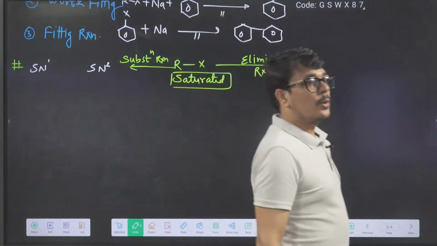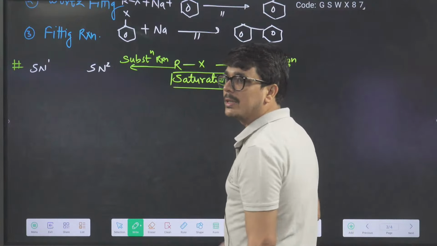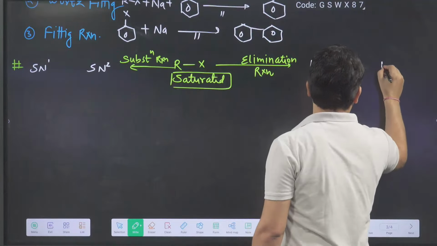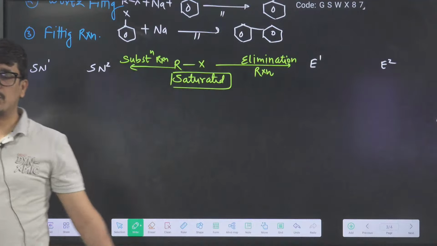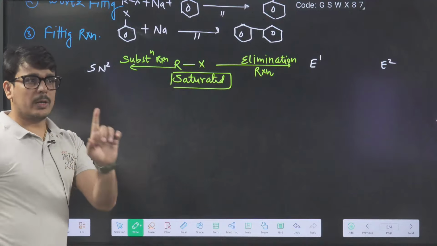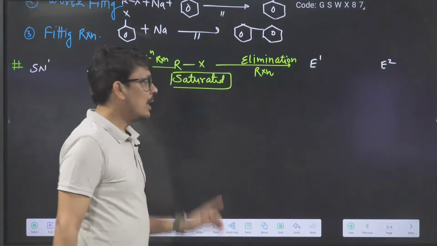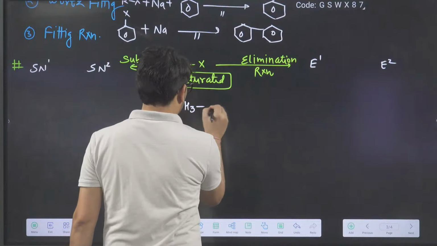In substitution you find how many types? SN1, and the second is SN2. Elimination, again, you find E1, and on this side E2. Clear to everyone? Yes or no? SN1, SN2, E1, E2. Remember the names. First, how to differentiate them? Let me give you one example. Let's say we have this compound.